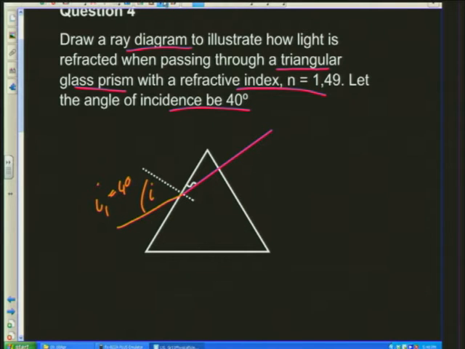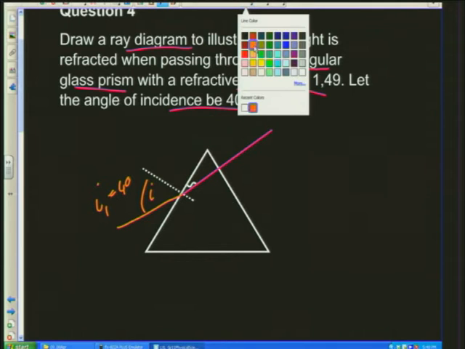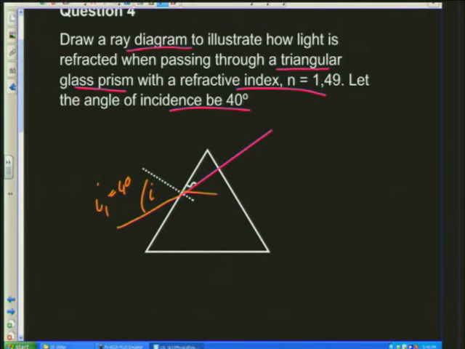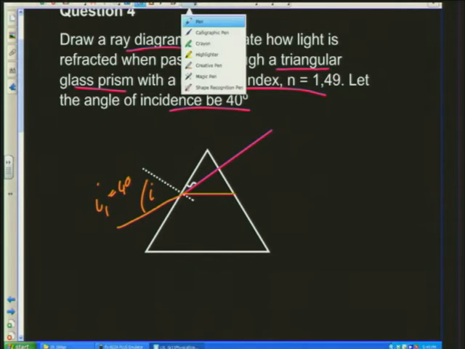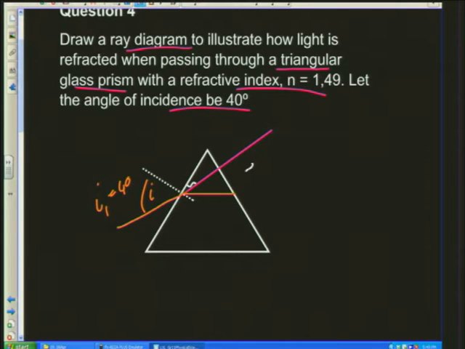I'm going to choose this one or this one, just change the color, and let's do it from there. It's going to get smaller. So let's make sure that we've got it like that. It's then going to strike this point, and guess what? There's a normal written over there. So there's the normal, and we're going to now recognize it's moving from glass to air, so it's going to speed up.